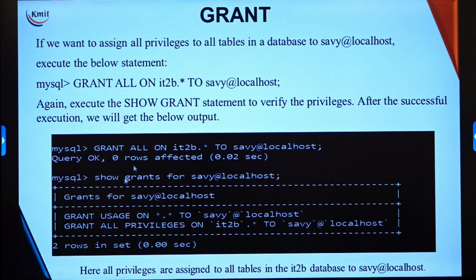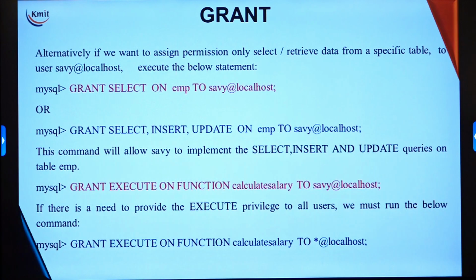So when I say grant all on IT2B.star, here dot star means all the tables and procedures that are stored as a part of this particular database, to this user SAVI@localhost. Now if you see, it is showing grant all privileges on IT2B.star. That means you have assigned all the privileges on all the tables in IT2B to this particular user.